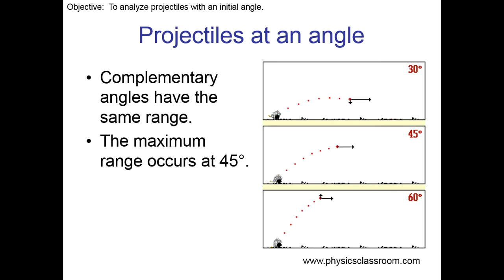Second thing you can say about these complementary angles is that the 60-degree one, the higher of the two, is going to be in the air longer, but it doesn't matter in terms of range. They're going to have the same range. The maximum range of all of our angles is going to be at a 45-degree angle.